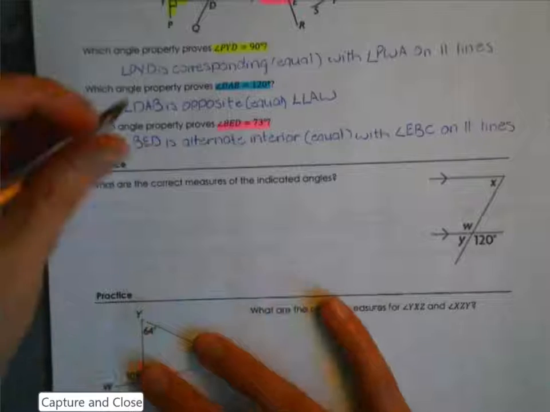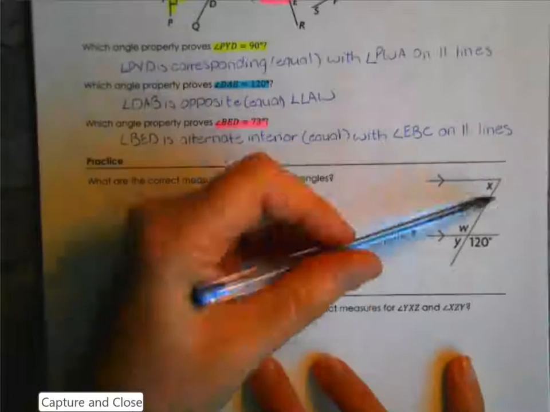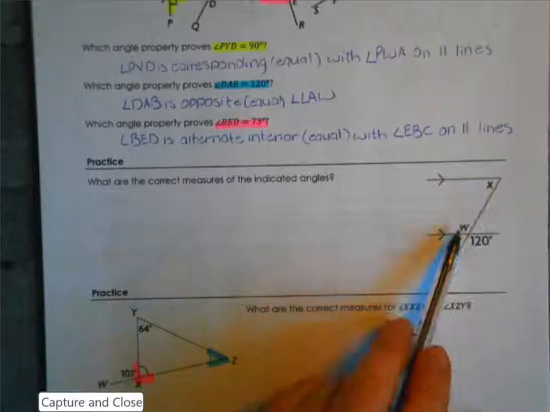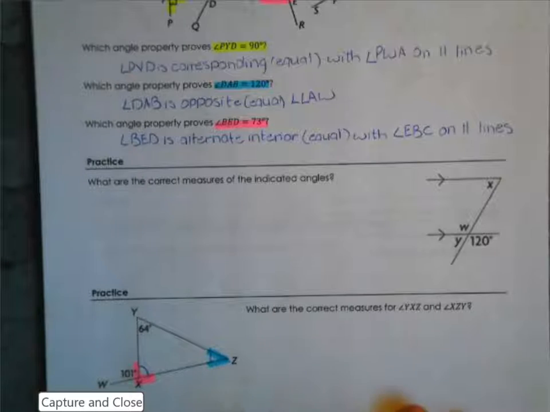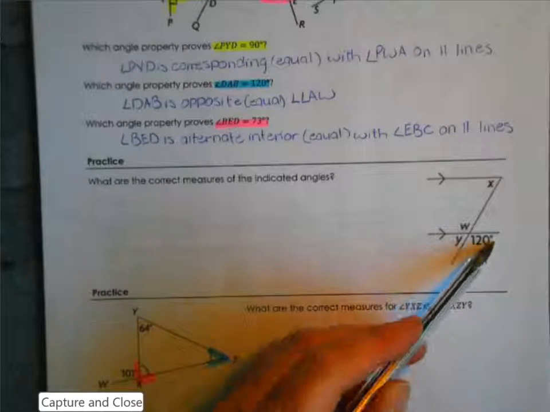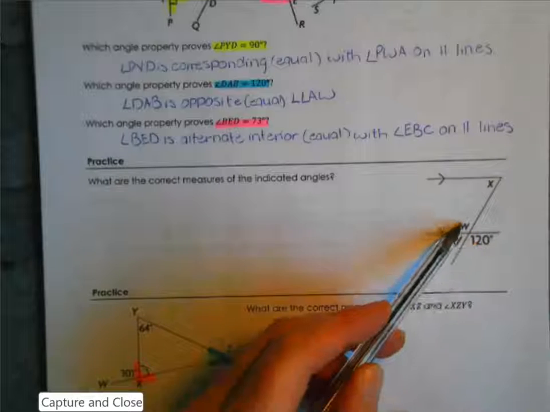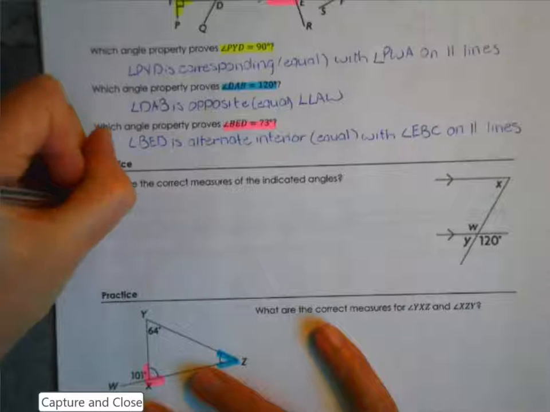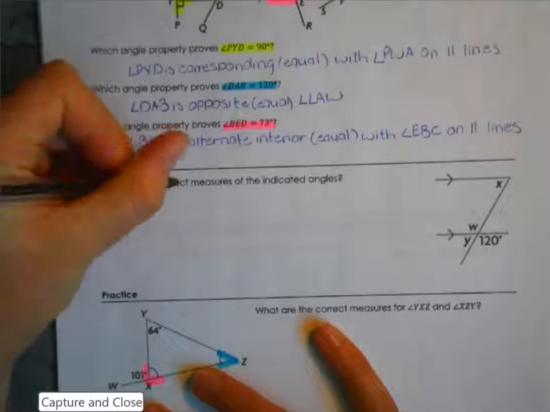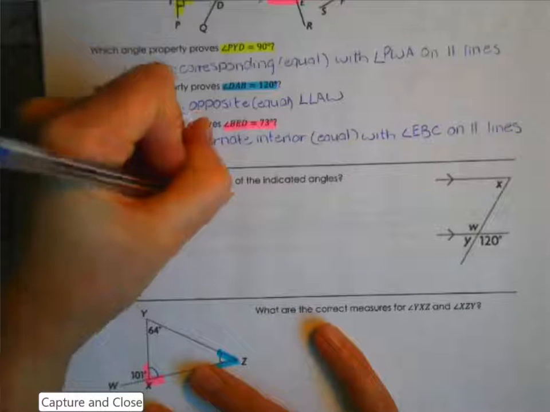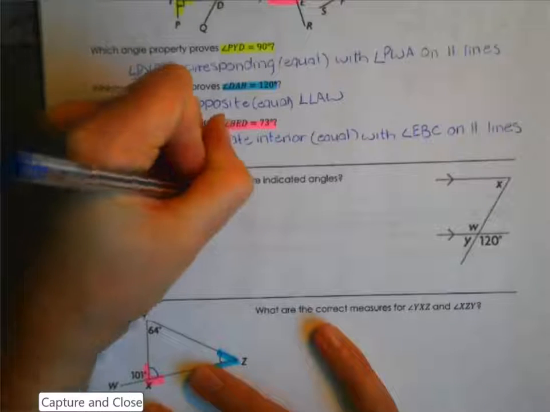All right, the next one, what are the correct measures of the indicated angles? Basically, we're asked to solve for all the unknown variables here, so x, w, and y. Personally, I started out with 120 degrees directly opposite it, that is w. So that's nice and easy because then we know it's equal. So we can say angle w equals 120 degrees, and our justification for that is because it's opposite.